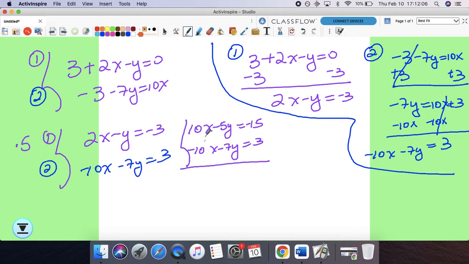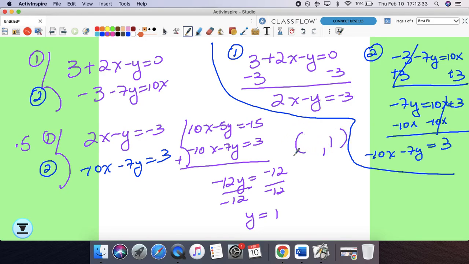Finally, we can add or subtract. In this case, the signs are different, so we're going to add. 10 plus negative 10 is 0. Negative 5 plus negative 7 is negative 12y. And negative 15 plus 3 is negative 12. Divide both sides by negative 12. y equals positive 1. So my answer, or the point of intersection, is something comma 1.